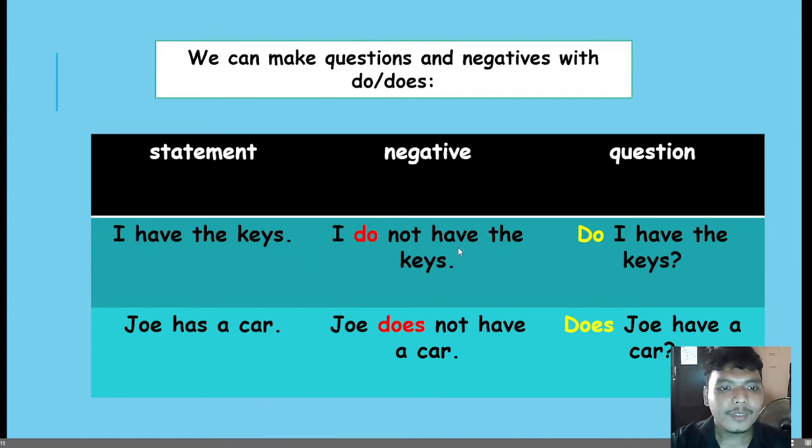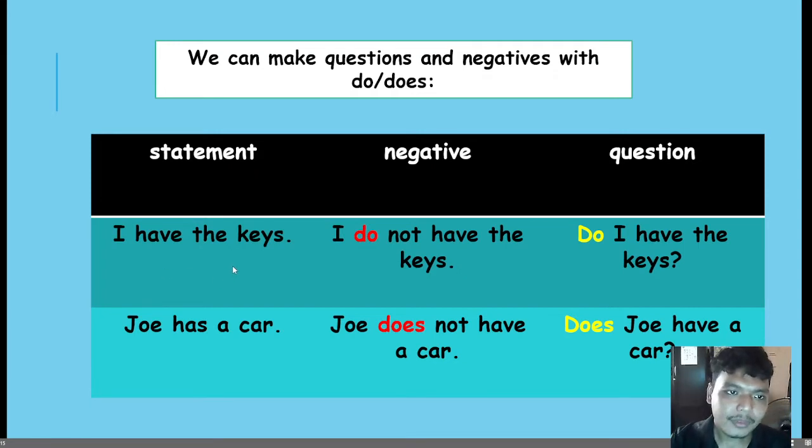Okay. And question. How do we make a question? When we make a question, we put do first. For example, do I have the key? It's a question. Do I have the key? Right?